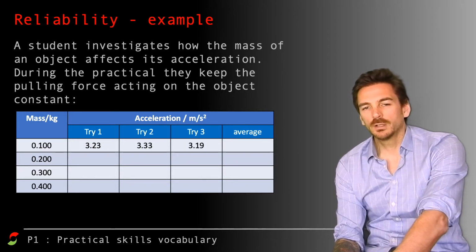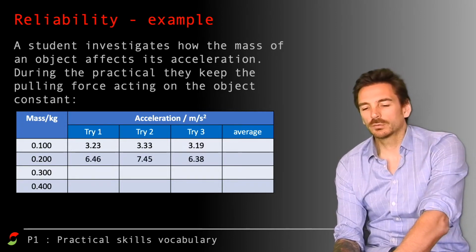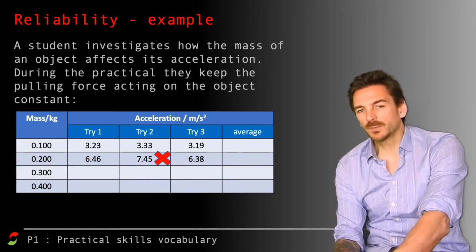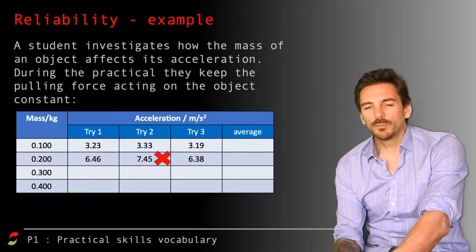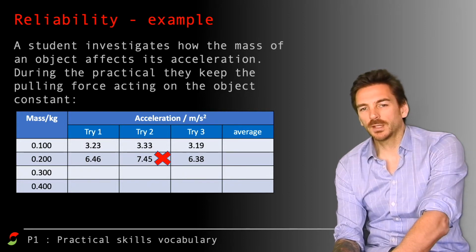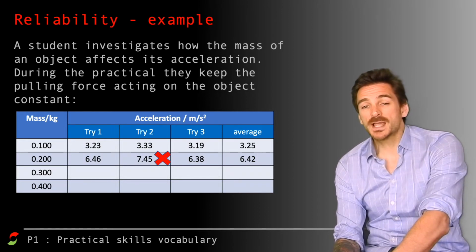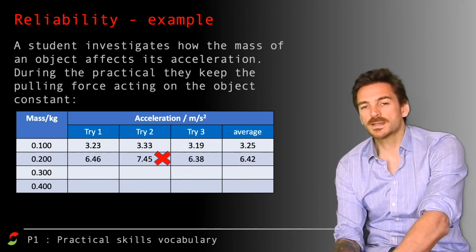So I then add another 100 grams on, and I record my accelerations, and I look at those data and think, I don't particularly like that middle one. That one looks like an anomaly to me. It doesn't fit the same pattern. So when I do my calculations for the averages, I'm not going to include that 7.45 in my average. If I had time, what would be even better would be to repeat it again, so I had 3 pieces of data for my average.